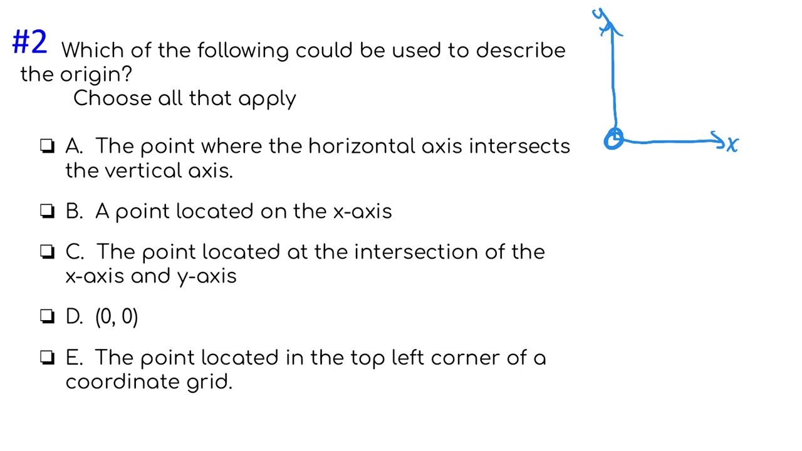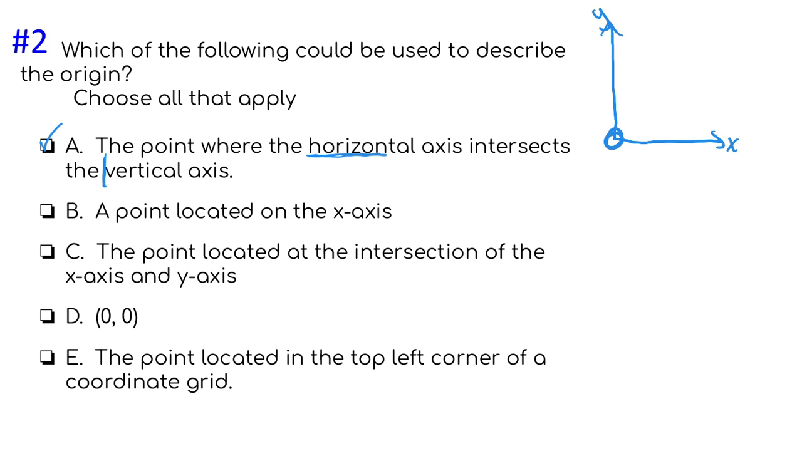Answer choice A, the point where the horizontal axis intersects the vertical axis. Horizontal is like the horizon, goes across, and vertical goes up and down. And so it is the point where the horizontal and vertical axis intersect. So check that one. B, a point located on the x-axis.